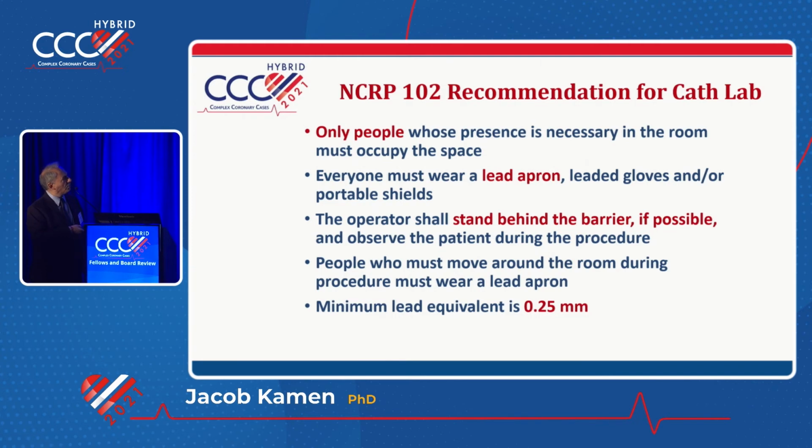NCRP 102 recommends that only people who are necessary in a Cath lab should be in a Cath lab. If they are not, they are not. They have to have a lead apron. They have to stand behind the lead sheet. And the lead should be 0.25 millimeter equivalent. You cannot use less. You could use more. If you use more thickness, then you have back problems, all kinds of other problems.